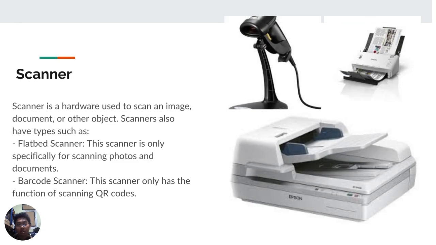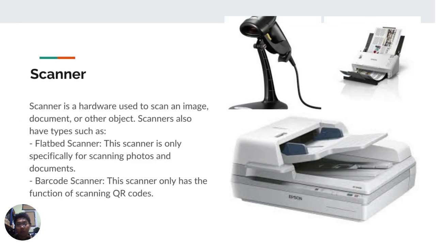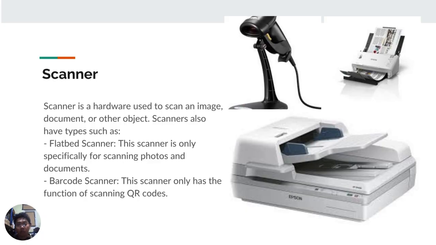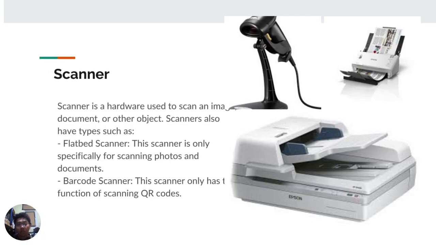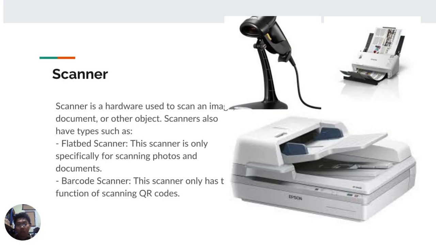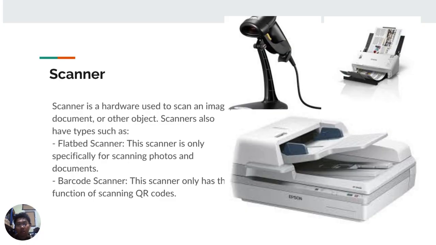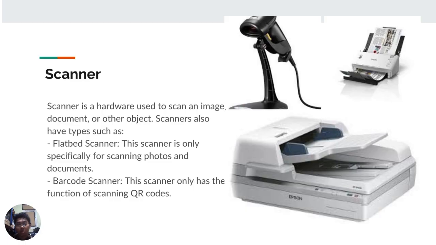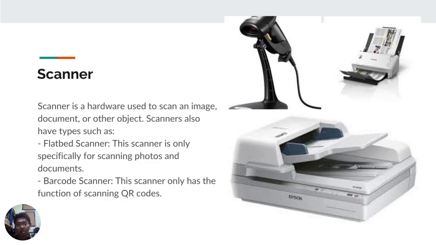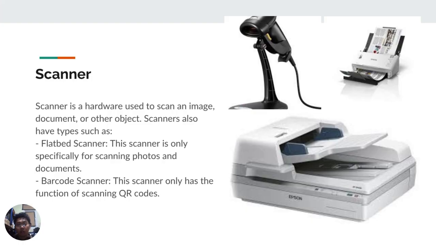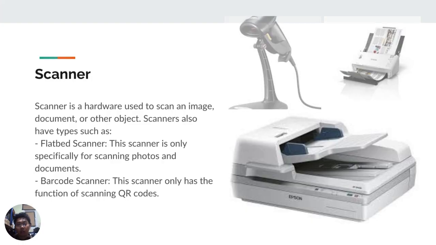Scanner is a tool used to scan an object, such as a document, photo, or other object. The scanner that we usually see is a flatbed scanner. This is used to scan a photo or document only. Then there is a barcode scanner to scan QR code. Usually barcode scanner can be seen when we buy goods at the supermarket.